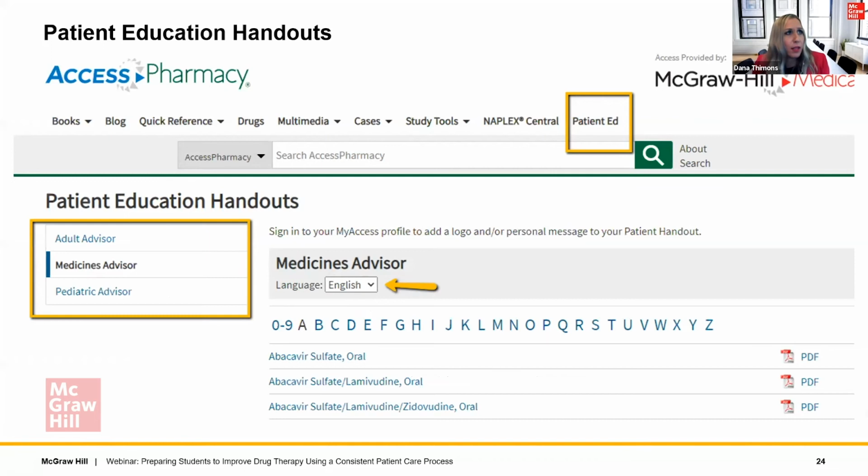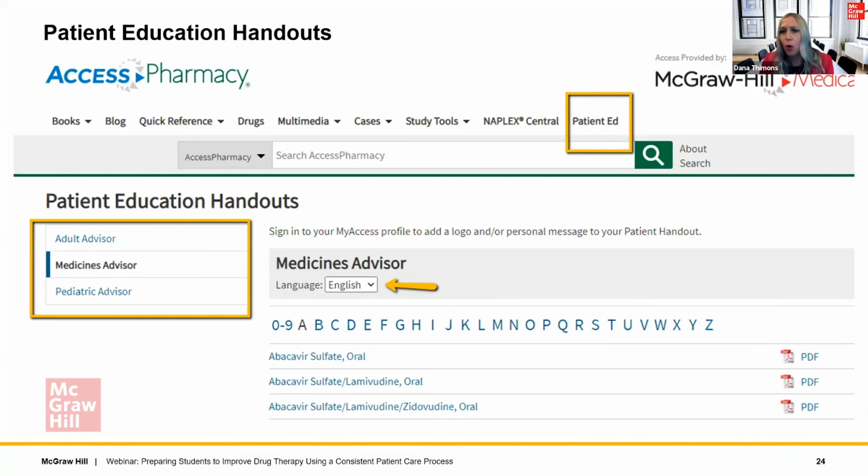We do have patient education handouts on here because educational interventions are included in the patient care plan. I wanted to show you these. They are available in adult medicines and pediatric advisor. And if you're signed into the My Access profile, you can customize the handout. You could add a logo or a note that would be saved for the patient.